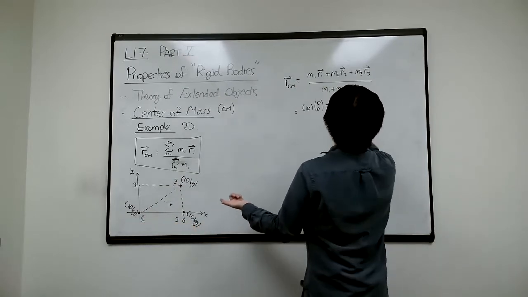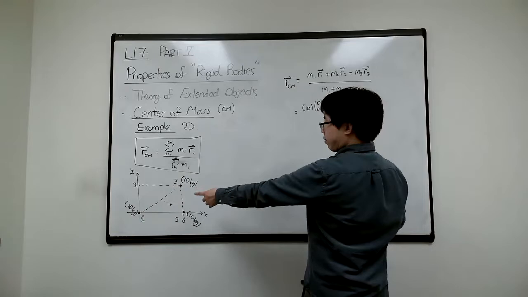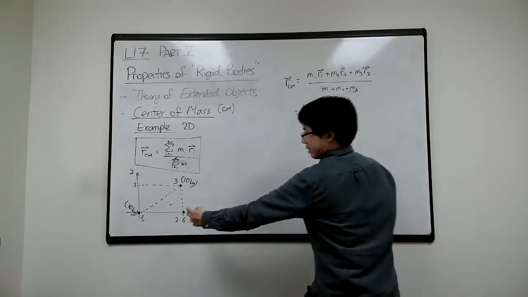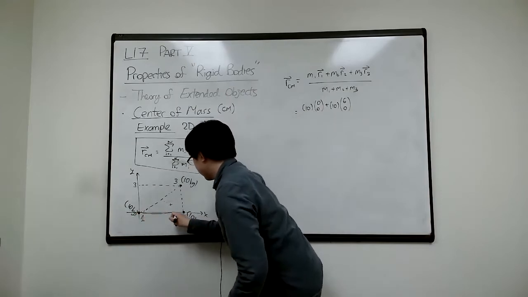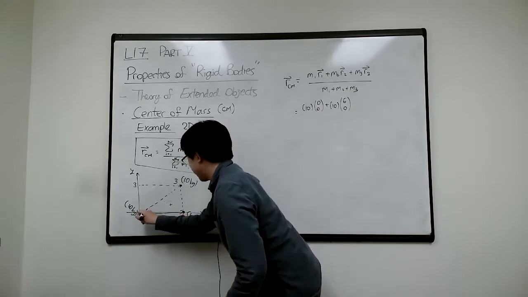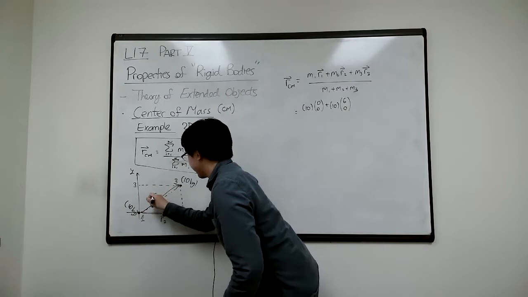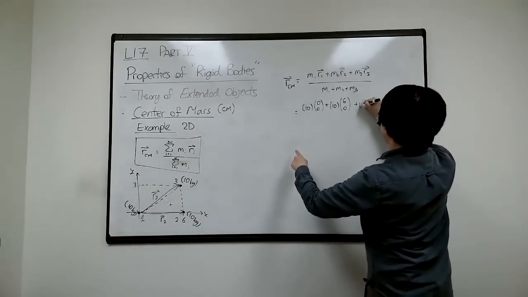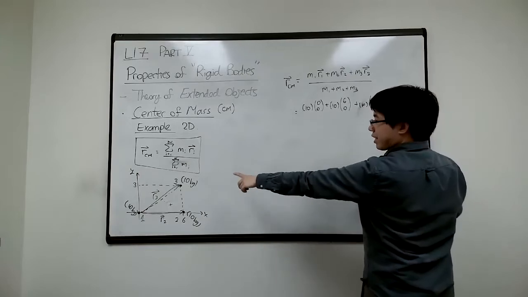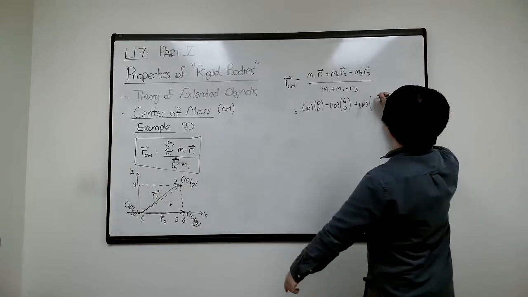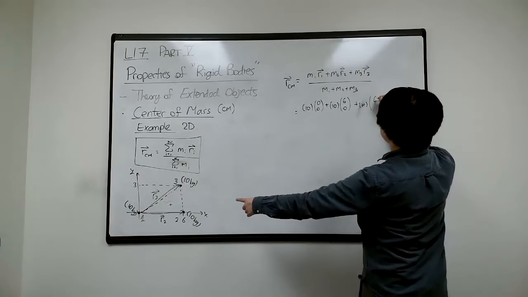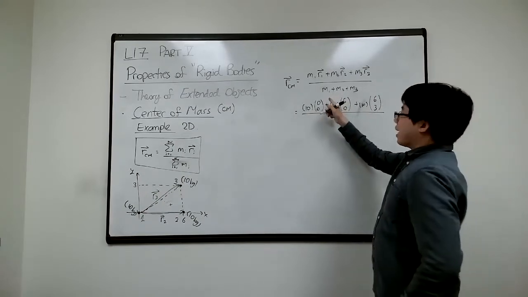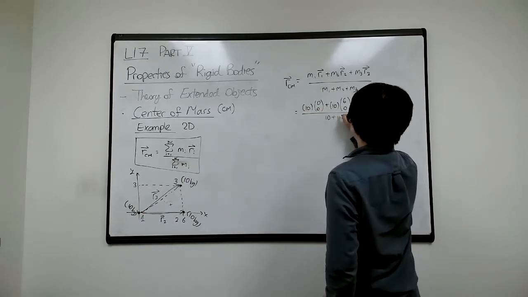Okay, and m_2 is 10 again. What's the position vector of m_2? Well, that's (6, 0). So that's r_2, and that's r_3. Okay, so plus m_3, which is 10, and r_3 is how many units in x? 6 units, and 3 units in y. Okay, good, and divide by the mass, which is 10 plus 10 plus 10.